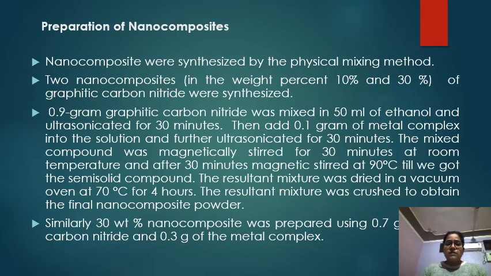The mixed compound was magnetically stirred for 30 minutes at room temperature, and after 30 minutes magnetically stirred at 90 degrees Celsius till we got the semi-solid compound. The resultant mixture was dried in a vacuum oven at a temperature of 70 degrees Celsius for 4 hours. The resultant mixture was crushed to obtain the final nanocomposite powder. Similarly, the 30 weight percent nanocomposite was prepared using 0.5 gram of graphitic carbon nitride and 0.3 gram of metal complex.